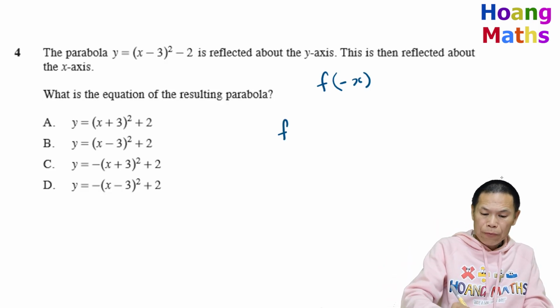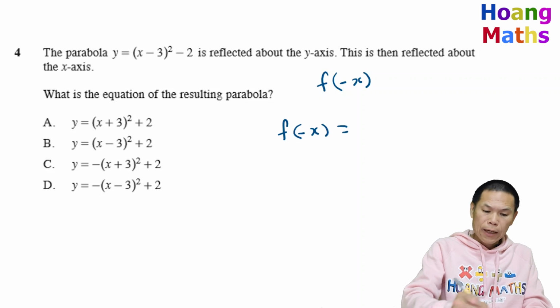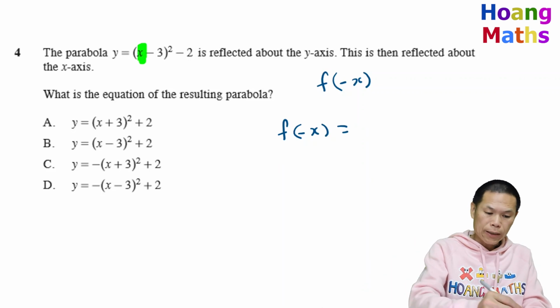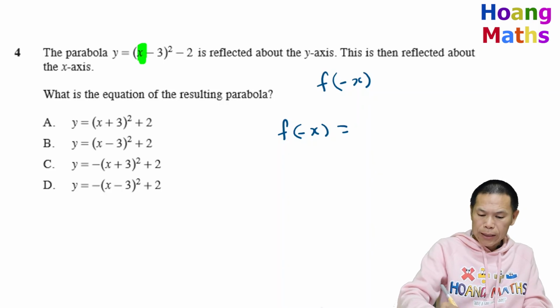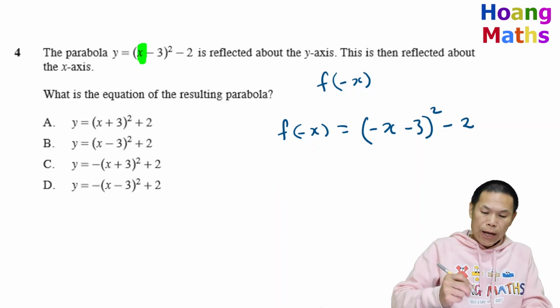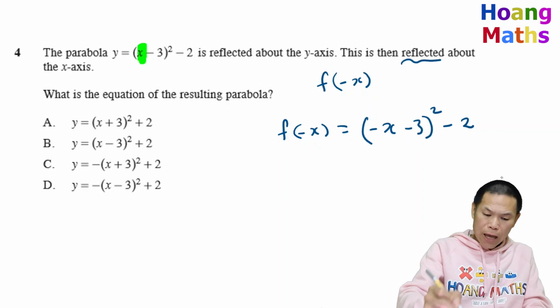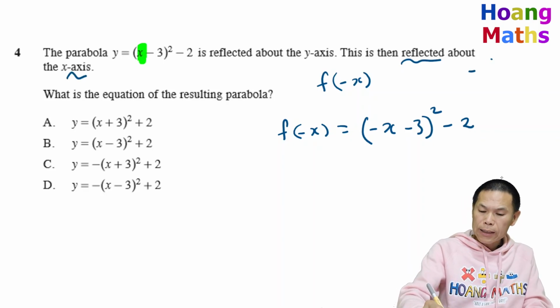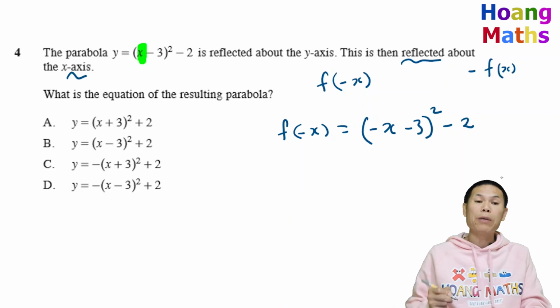F of negative x is, every time we see x, we replace it with negative x. So x becomes negative x. So it becomes minus x minus 3 all squared minus 2. There you go. Now it's reflected about the x-axis, so that becomes minus f of x. Okay, keep that in mind.